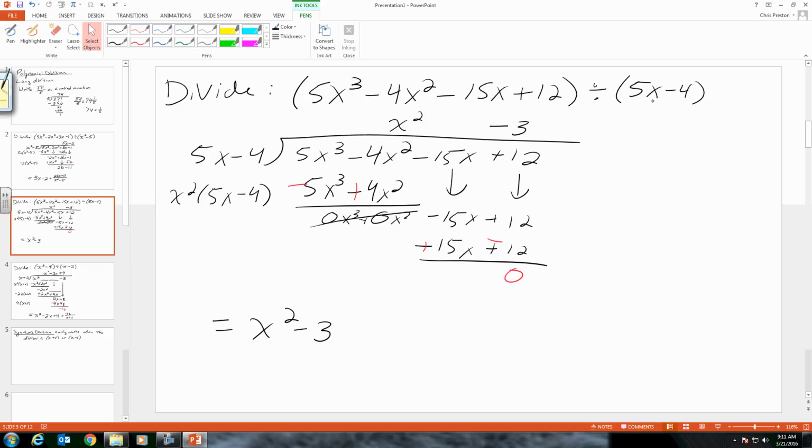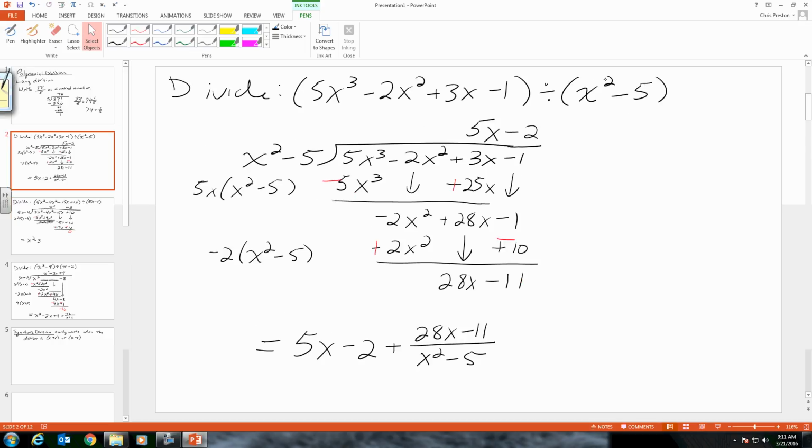Now, I could take both the divisor and the dividend and divide everybody by 5 and make this divisor x minus 4/5, and then I would be working with fractions, but then I could do the synthetic division. So if the coefficient's wrong, you can fix that, but like in this first one where it's x squared, if it's a power higher than 1, there's nothing you can do there.